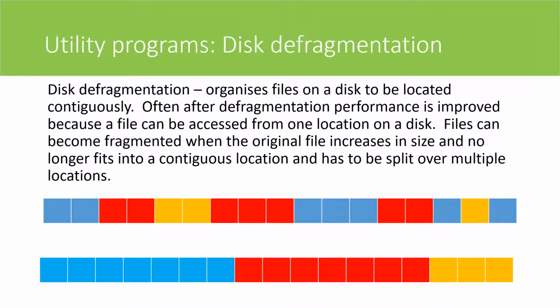And also we have disk defragmentation. This organizes the files on a disk to be located contiguously, so this means in one place. Often after defragmentation, performance is improved because the file can be accessed from one location on a disk. Files can become fragmented when the original file size increases and no longer fits into a contiguous location and actually has to be split over multiple locations on the disk. Therefore this slows the performance of the computer down.